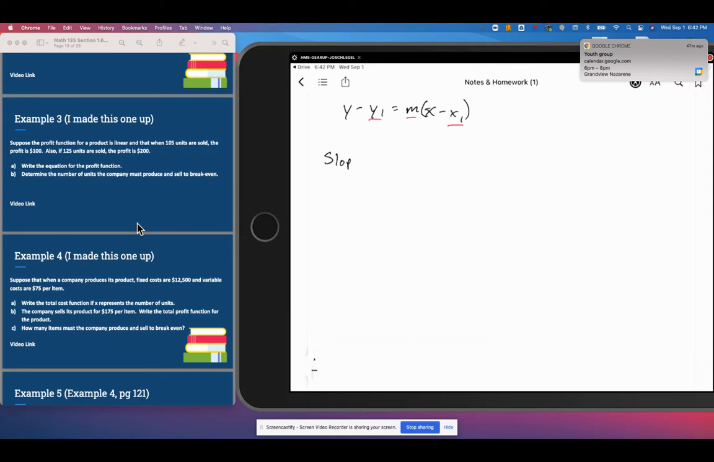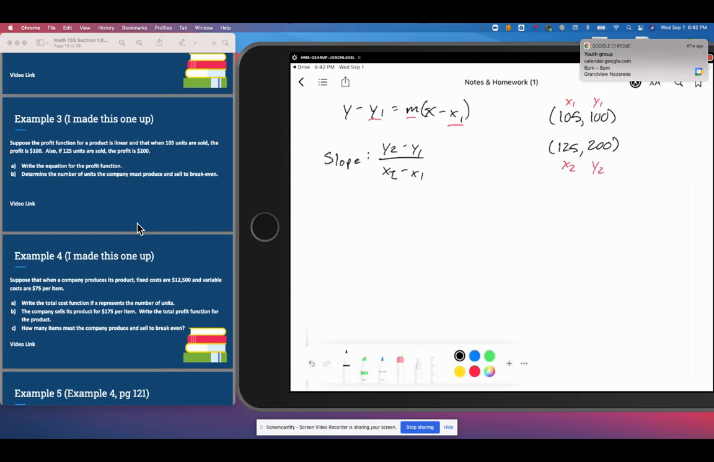So to get things kicked off, our slope is going to be y2 minus y1 over x2, that's a terrible looking 2, minus x1. We're going to roll with it though. And the 2 points that we were given are 105 units for a profit of $100 and 125 units for a profit of $200. As always, labeling x1, y1, x2, y2.